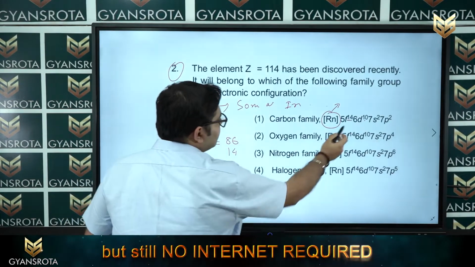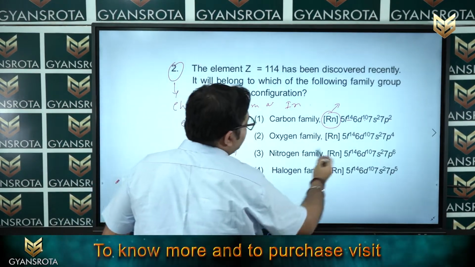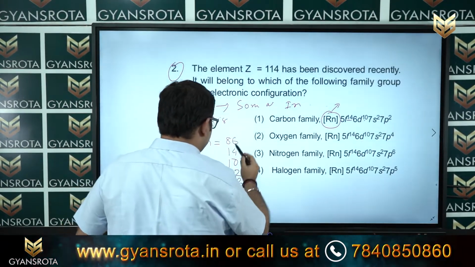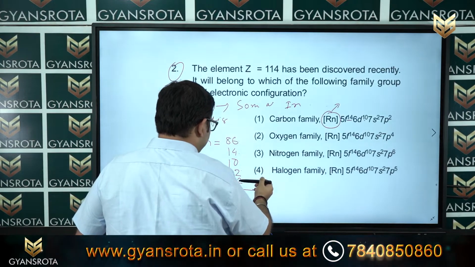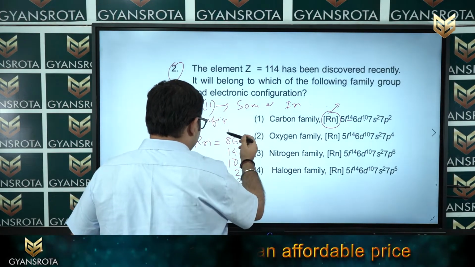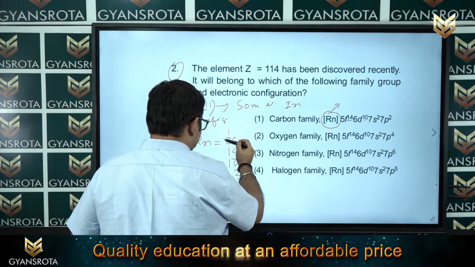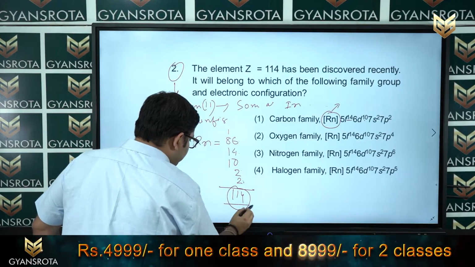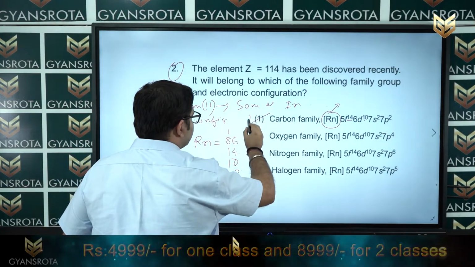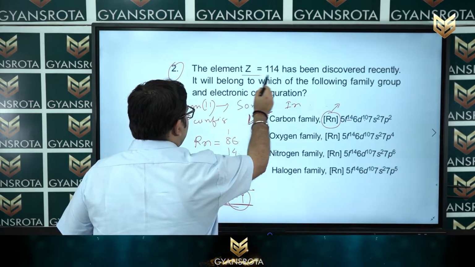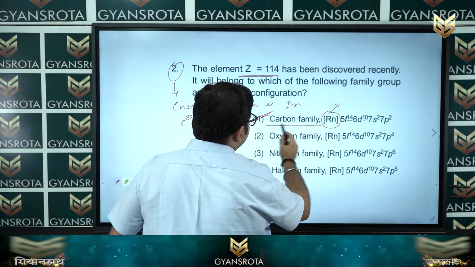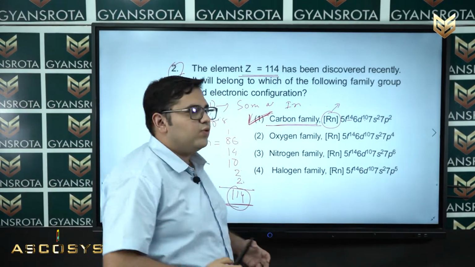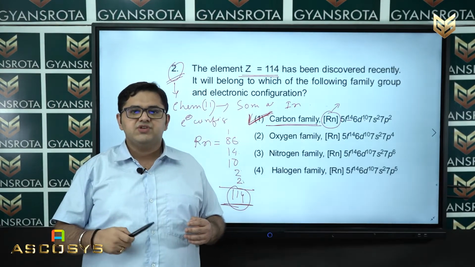So 14 f electrons, the d orbital takes 10 electrons, s is 2 and p is 2. So what will come? 86 plus 14, 10, 2 and 2 gives 114. So if you see, 114 comes from the first option. That 114 comes under the carbon family, and option number 1 is the correct answer of question number 2. Now we are moving to the next question, question number 3.